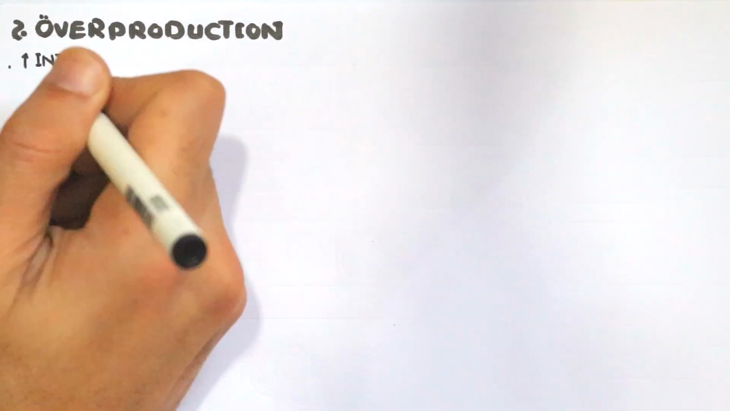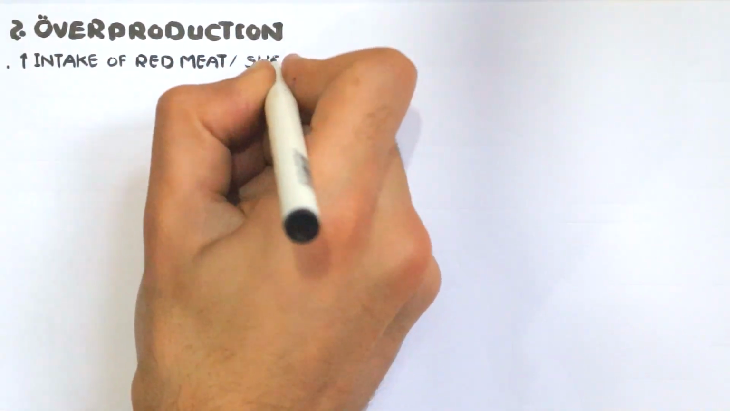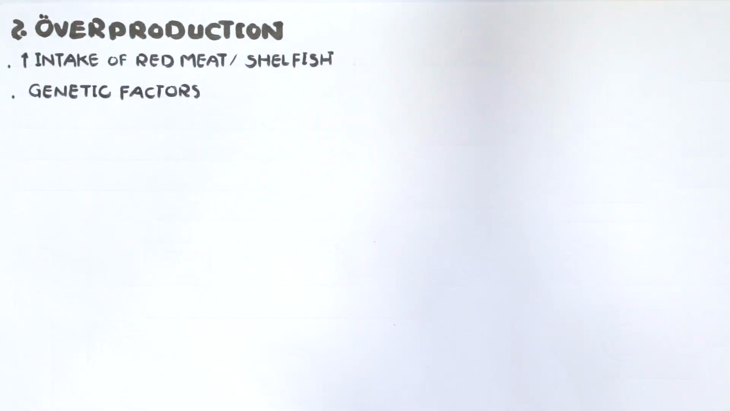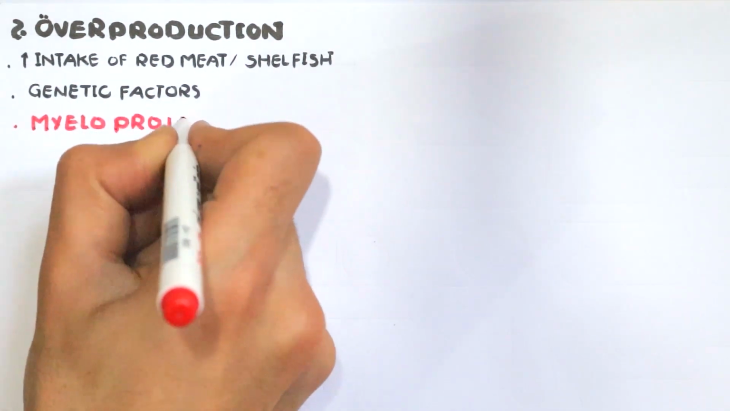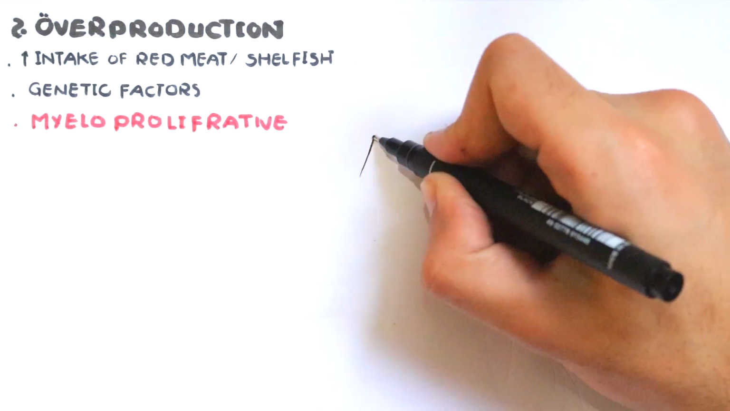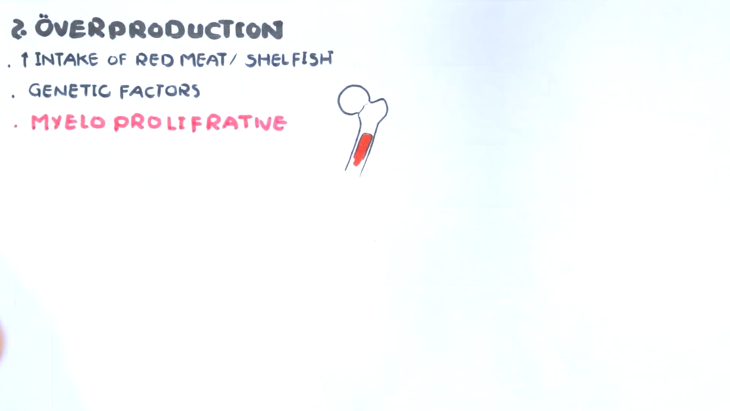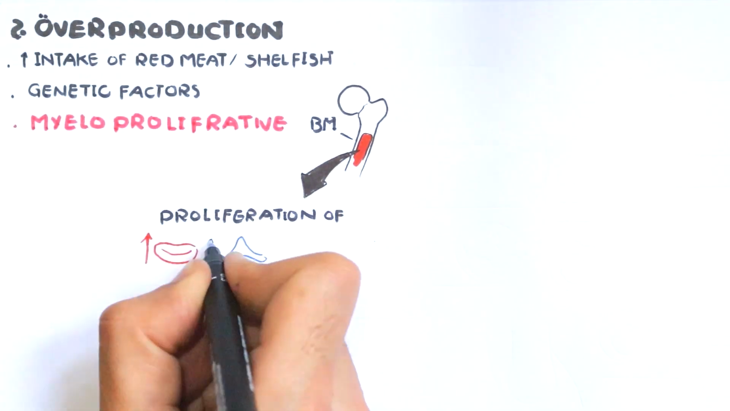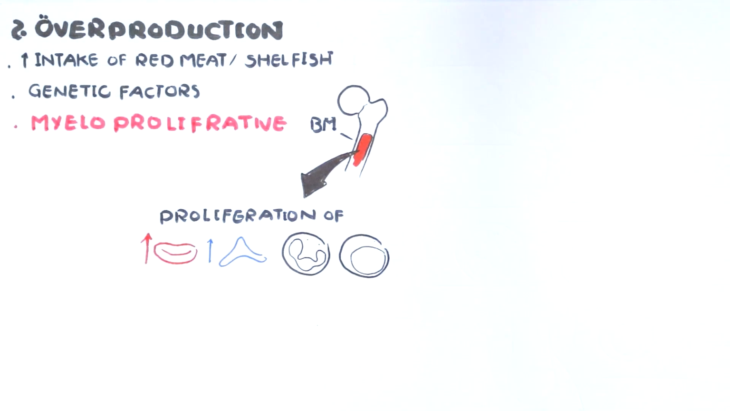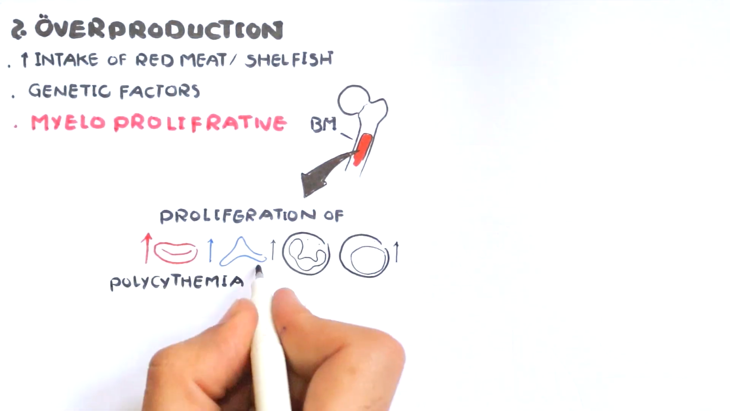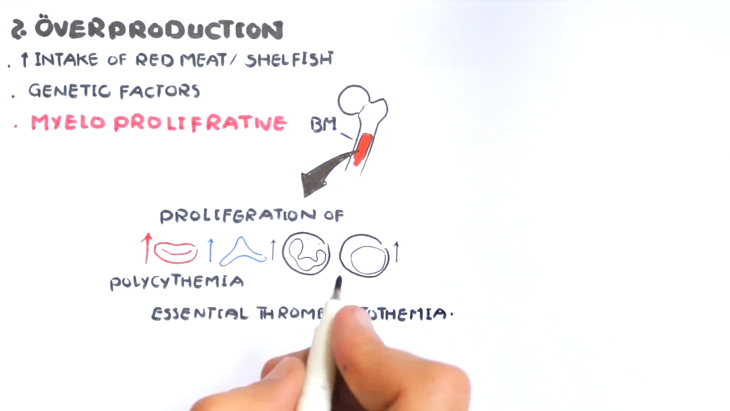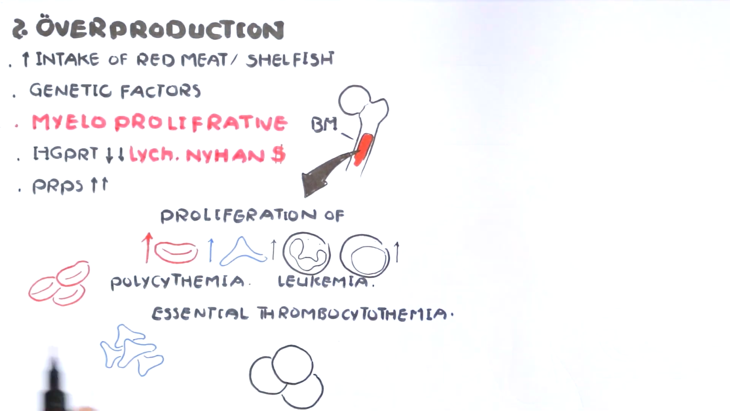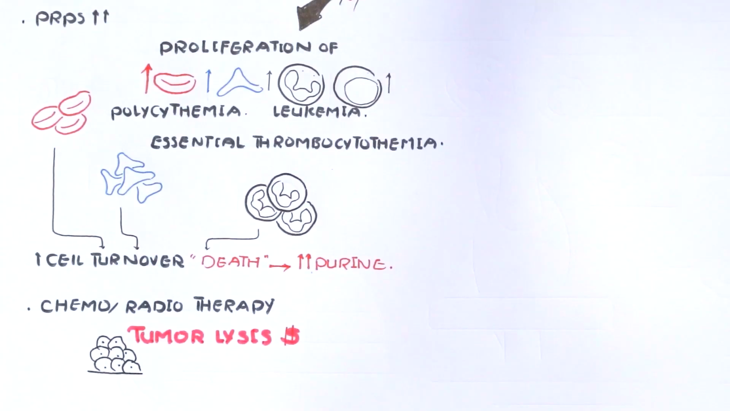Overproduction can be due to increased intake of purine sources such as red meat and shellfish. Others might have a genetic predisposition to overproduction of uric acid, or it can develop as a result of myeloproliferative disorders. That's a long bone with bone marrow inside it. Proliferation of bone marrow cells, red blood cells (RBCs), platelets, or white blood cells (WBCs), leads to polycythemia, essential thrombocythemia, and leukemia, respectively. Rapid proliferation means a lot of cells with rapid cell turnover, and purine release, so increased uric acid formation.